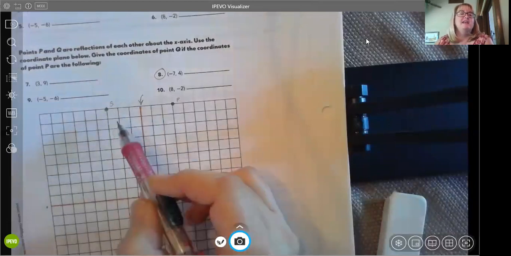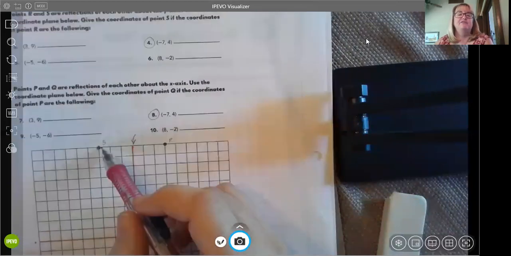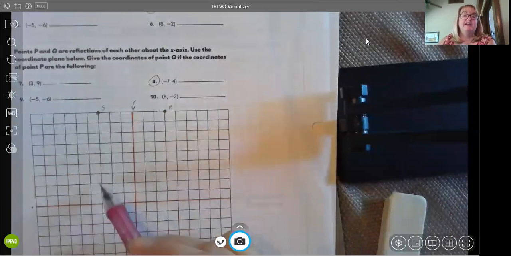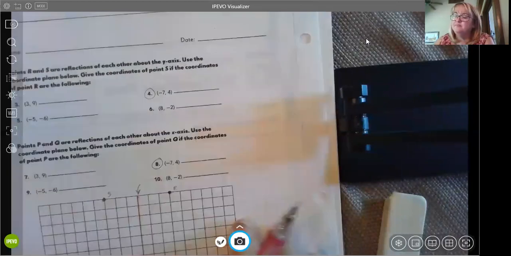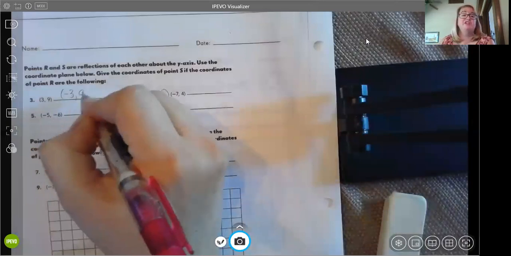Now, what are the coordinates of S? I've reflected it. If we start here, instead of going forward 3, we're going to go back 3, but we are still going up 9. So it's going to be (-3, 9). That is what your reflection is.